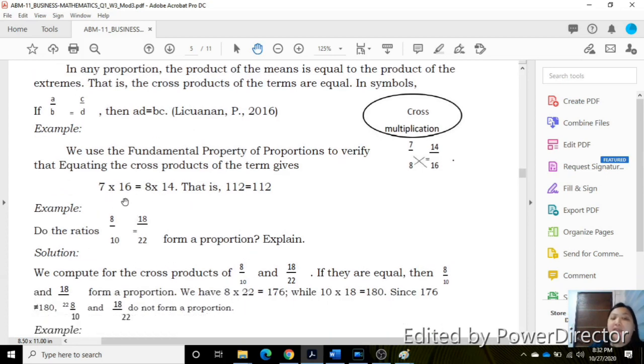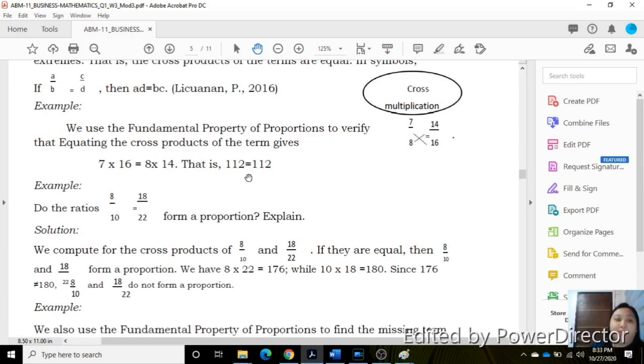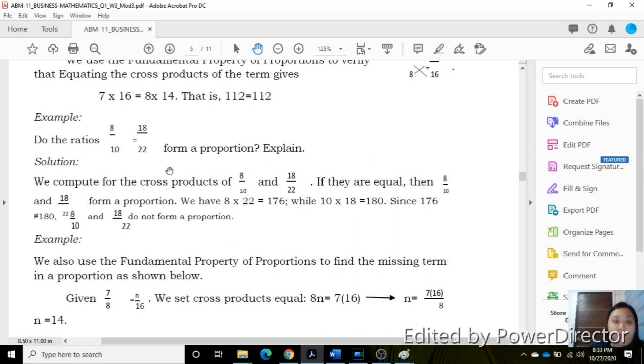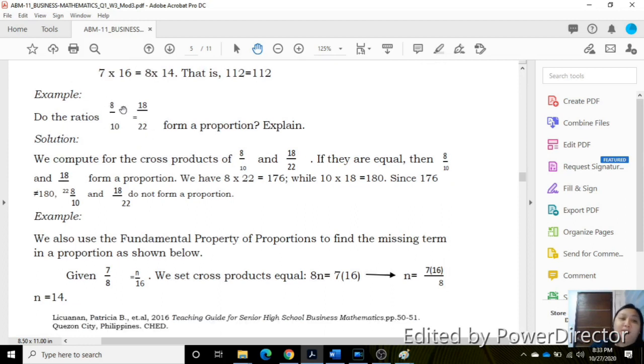Example, this one, 7 times 16 is equals to 8 times 14. That is 112 is equals to 112. So equal sila. So this one naman, for example, 8 over 10 and 18 over 22, proportion ba yan? Of course not. Pag kinompute mo, 8 times 22 is equals to 176, while 10 times 18 is equals to 180. So since 176 is not equal to 180, they are not proportion. So it should be same ang iyong sagot para maging proportion.